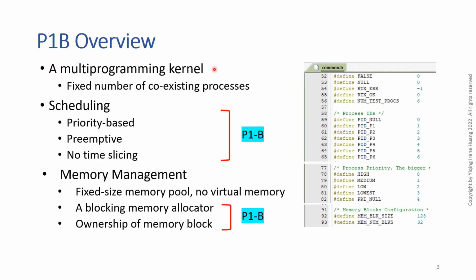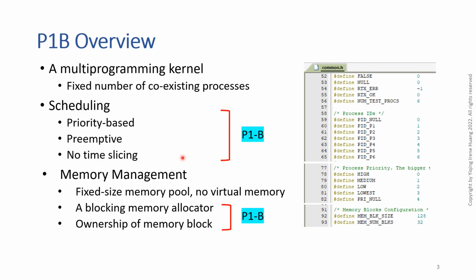So in Part B, we continue working on our multi-programming kernel. This is just to remind everyone, we have fixed the number of coexisting processes in the system. And in Part B, like the entire Part 1, we have 7 processes. And in Part B, the main job for you is to do the scheduling part.